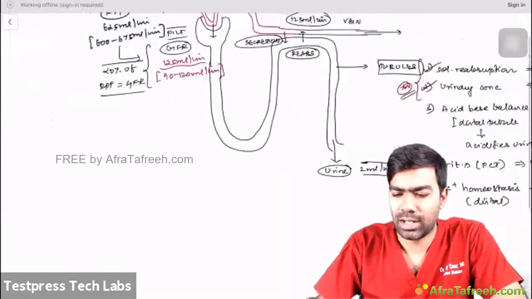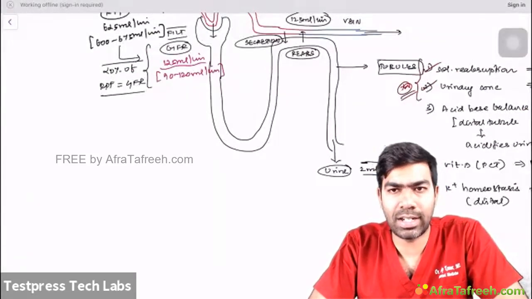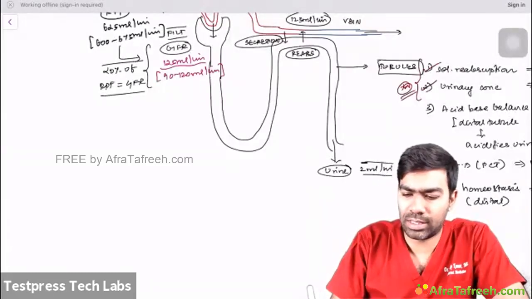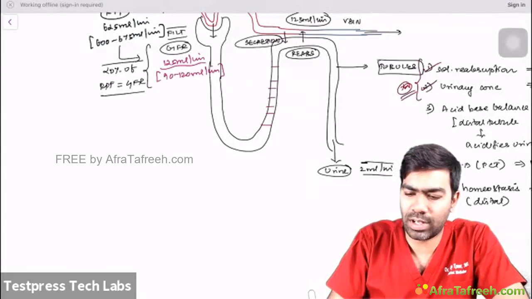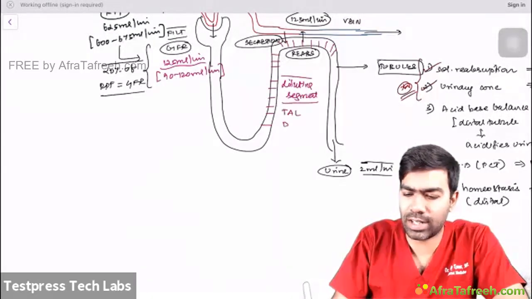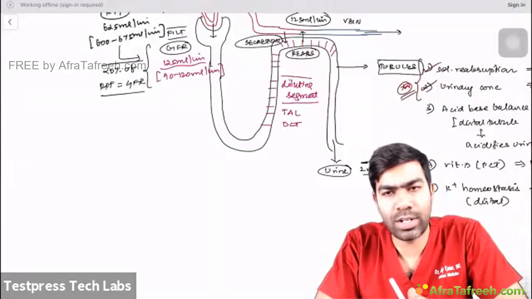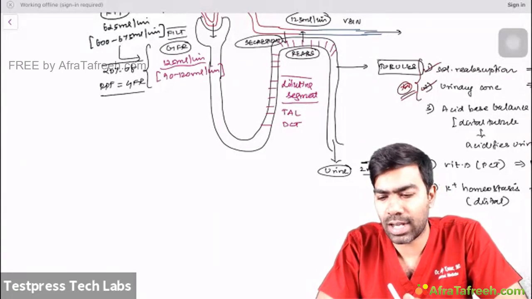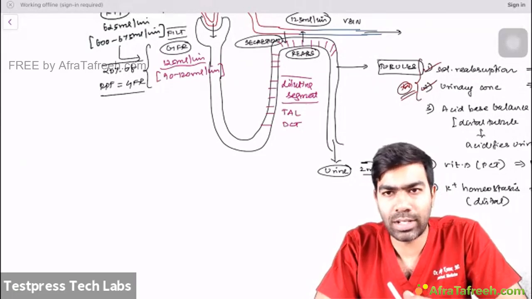And more than that, they will ask you about the concentrating segment and the diluting segment of the nephron. The thick ascending limb of the loop of Henle through the distal convoluted tubule is referred to as the diluting segment of the nephron. Why are they called diluting segments? Because they are water impermeable. They can absorb only solutes and are completely water impermeable. That is why these are the typical diluting segments of the nephron.